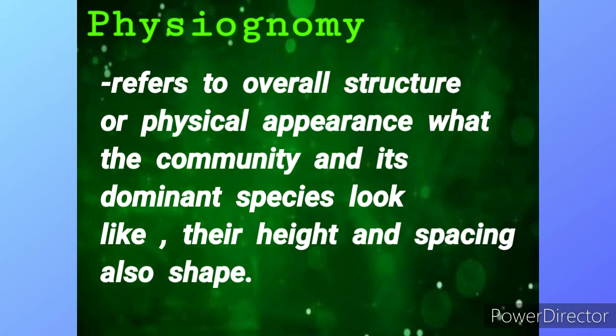First one is physiognomy. It refers to the overall structure or physical appearance, what the community and its dominant species look like, their height, spacing, and shape. So its overall size and the shape of an organism, such as trees, shrubs, and herbs, are frequently used to characterize the general appearance of the vegetation of a region.